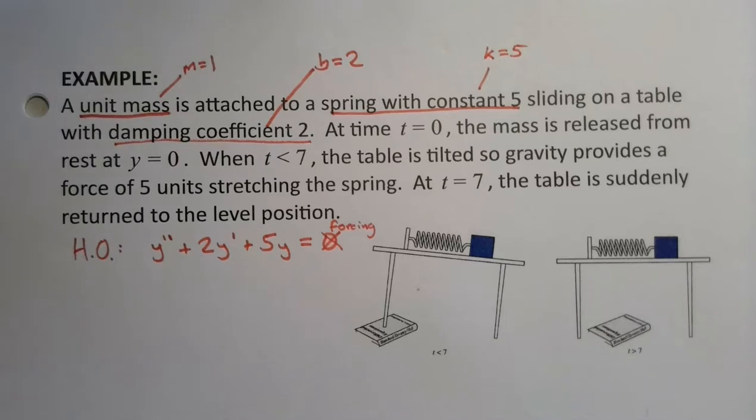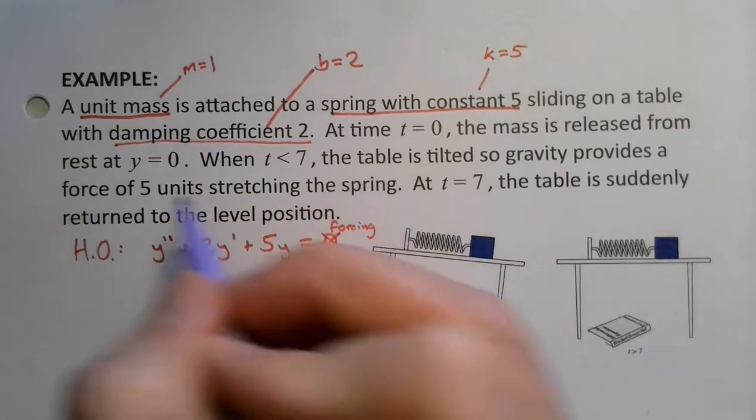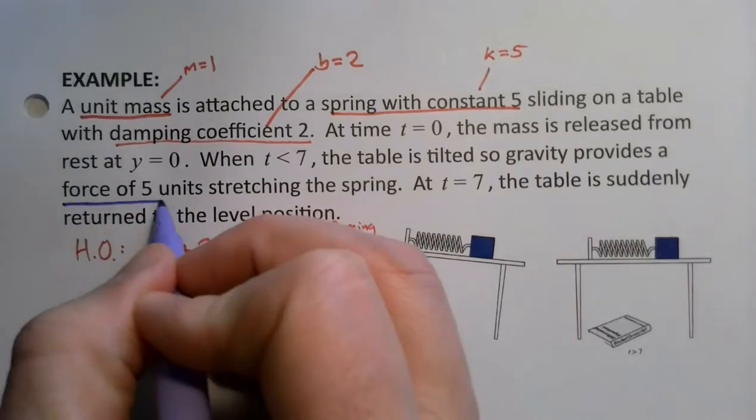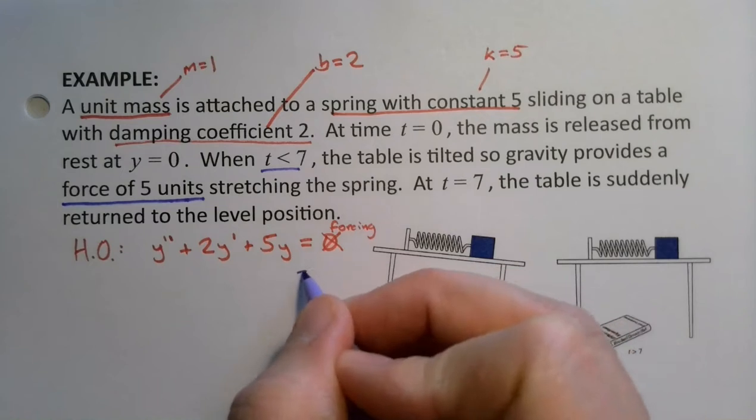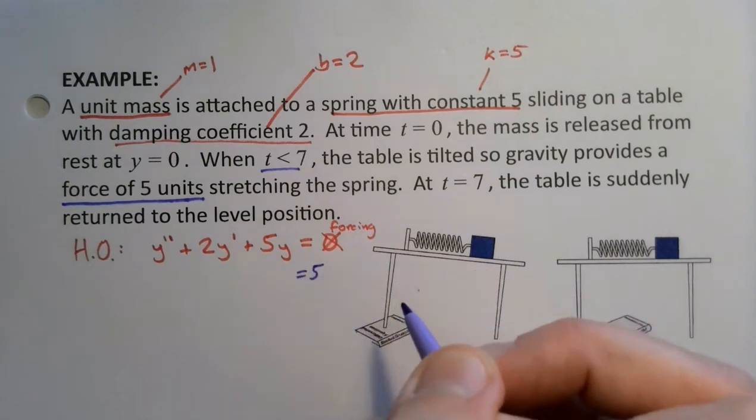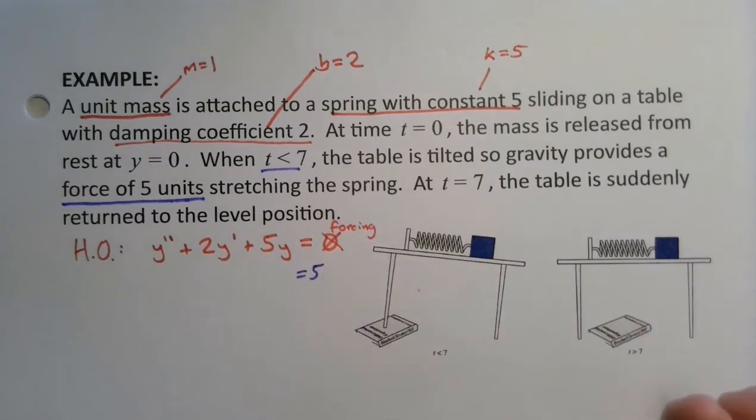So I'm going to use a slightly different color here and say the mass is released and we wind up with a force of 5 units stretching the spring. But that only happens when t is less than 7. So that means before 7 seconds we have a force of 5, so it would be equal to 5, but then it turns off at 7 seconds.